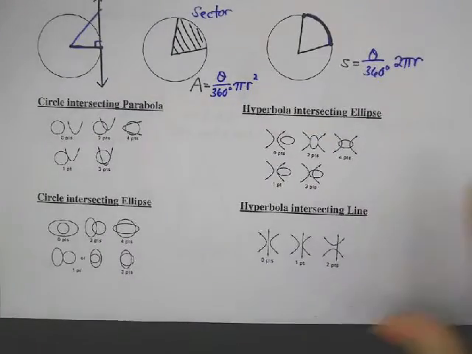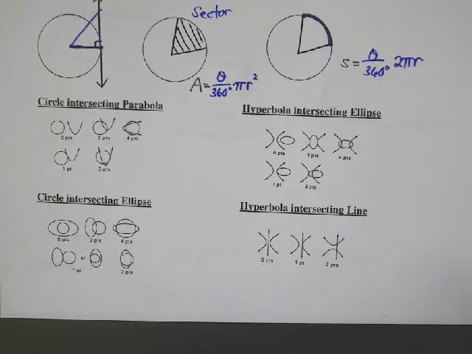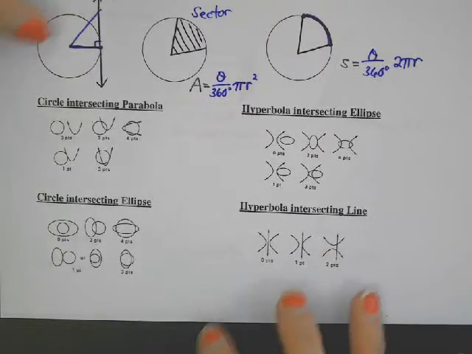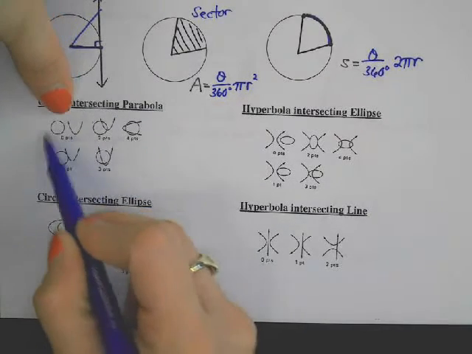Here is an interesting thing. I found this in an ACT prep book, and they kind of described all the different ways two things can intersect. So really, all I want you to do is to look at this and study a circle intersecting a parabola.